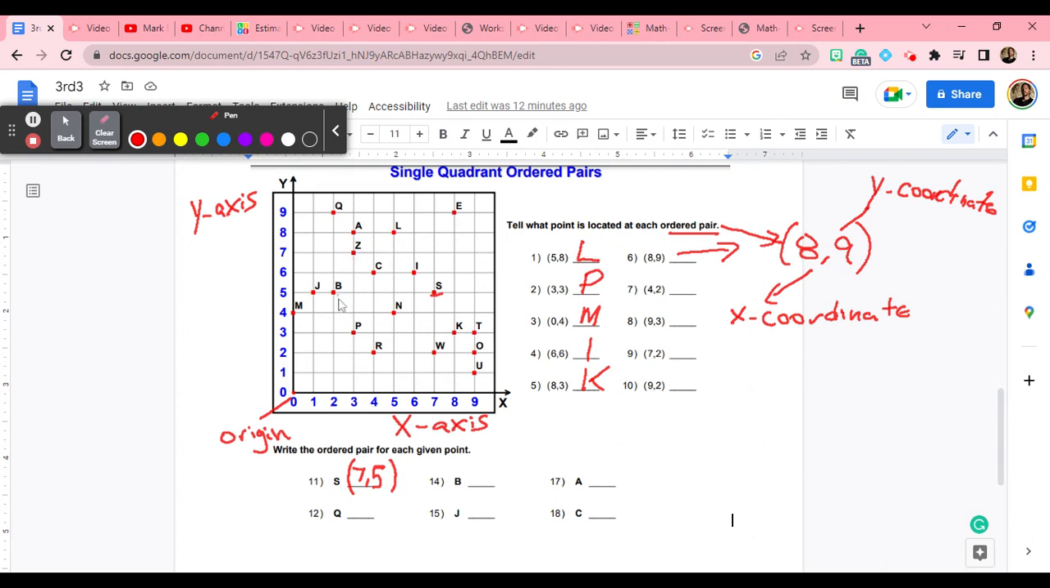Okay, let's find B. Here's B right here. B looks like we're going to crawl across 2 before we climb 5. So crawl 2, climb 5. Okay, and then A, we're going to crawl 1, 2, 3 before climbing 1, 2, 3, 4, 5, 6, 7, 8. So crawl 3 and climb 8. All right, and that is how we find our way around the coordinate plane.